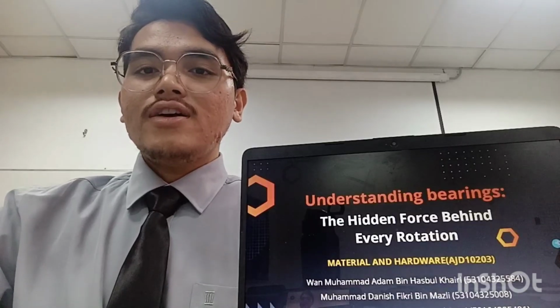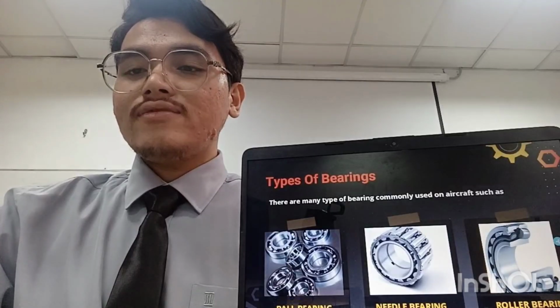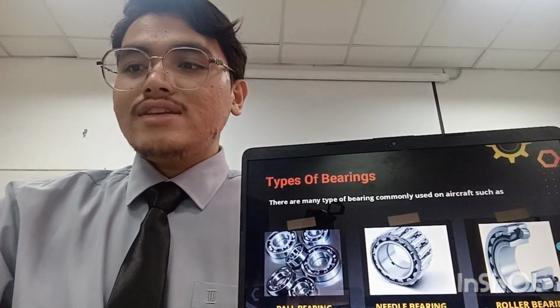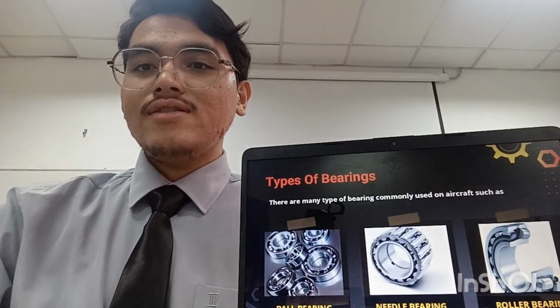First of all, we look into types of bearing. There are many types of bearing commonly used on aircraft, such as ball bearing, needle bearing, and roller bearing.